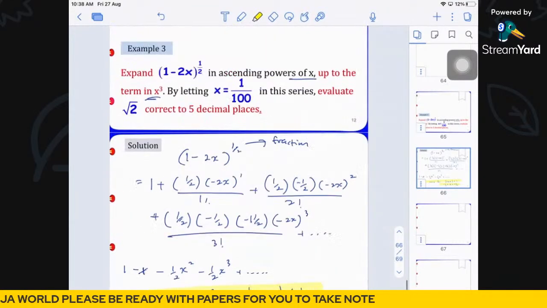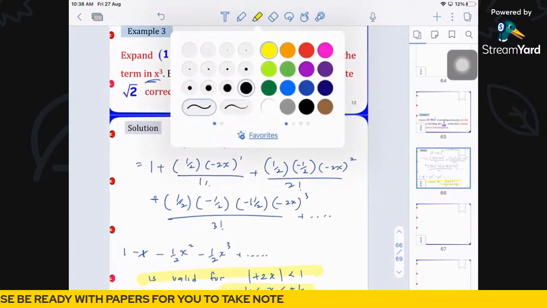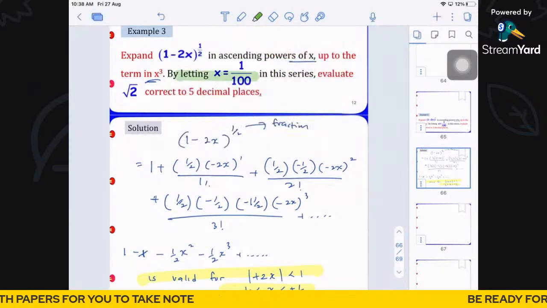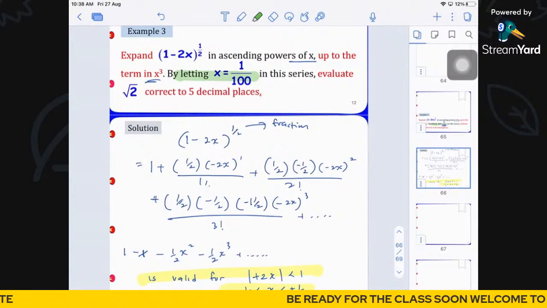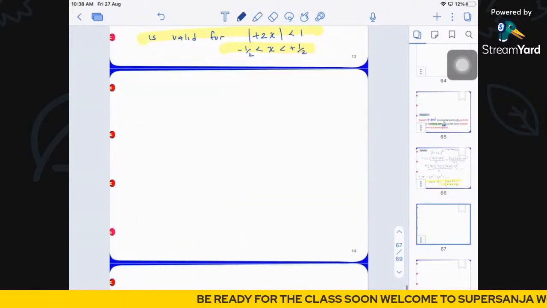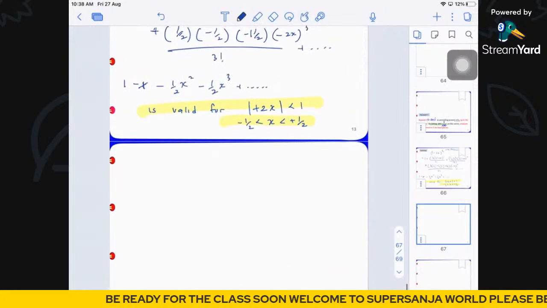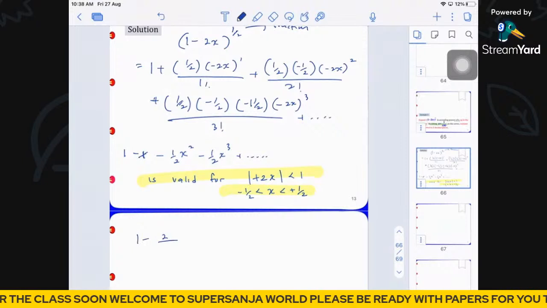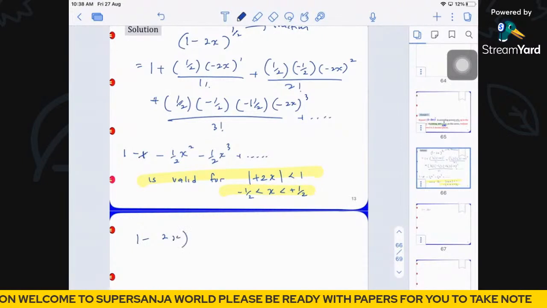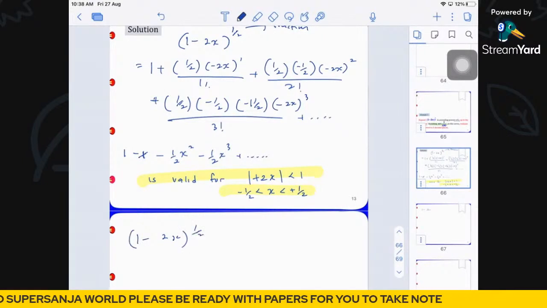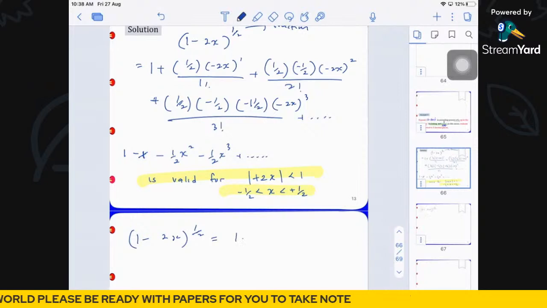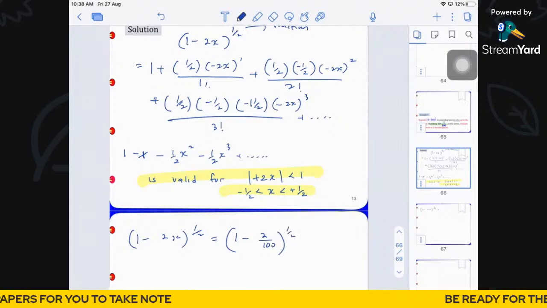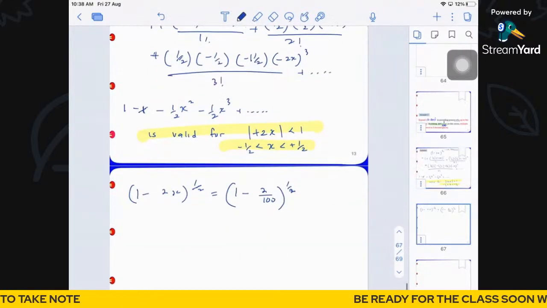Okay, so now the next part there. Let's see the next part. They say by letting x equals 1 over 100 in the series, evaluate root 2. So if I let 1 over 100 be the x there, the expansion was (1 minus 2x) power of half. So if I let x equal 1 over 100, that becomes (1 minus 2 over 100) power of half. It means I substitute the x as 1 over 100 there.